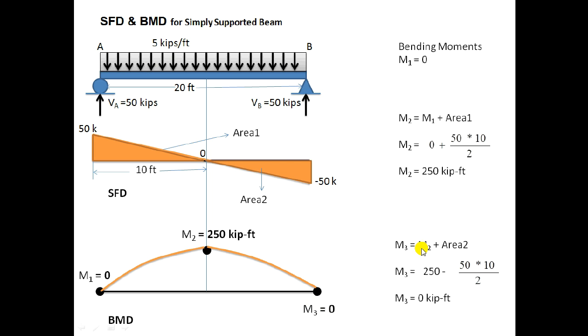M3 you can find out by same method. M2 plus area of shear force diagram. This is M2 minus this area, because it is downward from the baseline. This is my baseline and this area is downward, so that is why minus it from the previous moment. We will find out that moment.